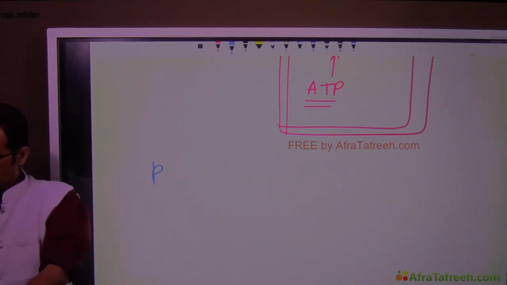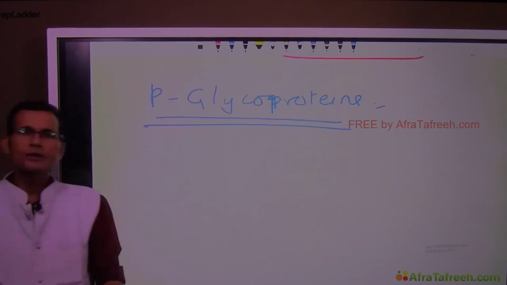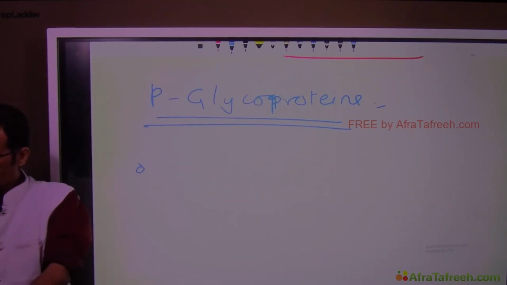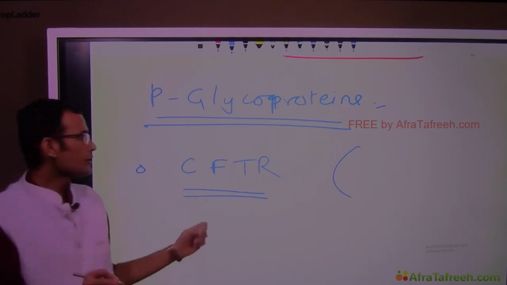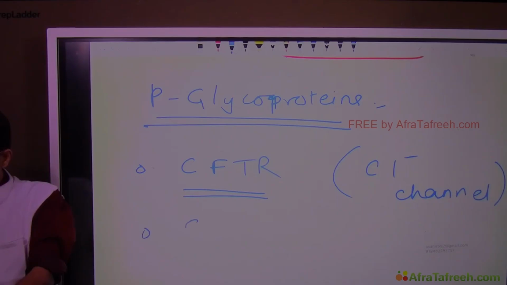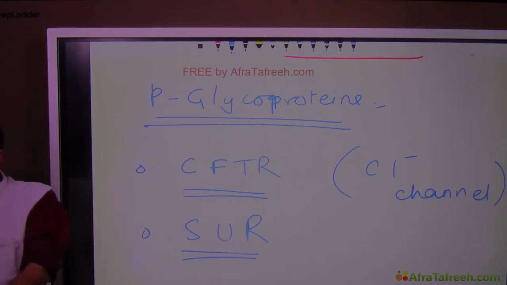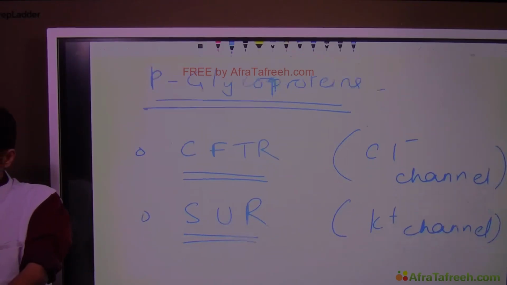What are the examples? The ATP binding cassette transporters are P-glycoproteins. Especially the famous examples are CFTR, cystic fibrosis transmembrane regulator. It's a chloride channel, but it's an ATP dependent chloride channel. Or SUR, sulfonylurea receptor. That's a potassium channel, but it's an ATP dependent potassium channel.